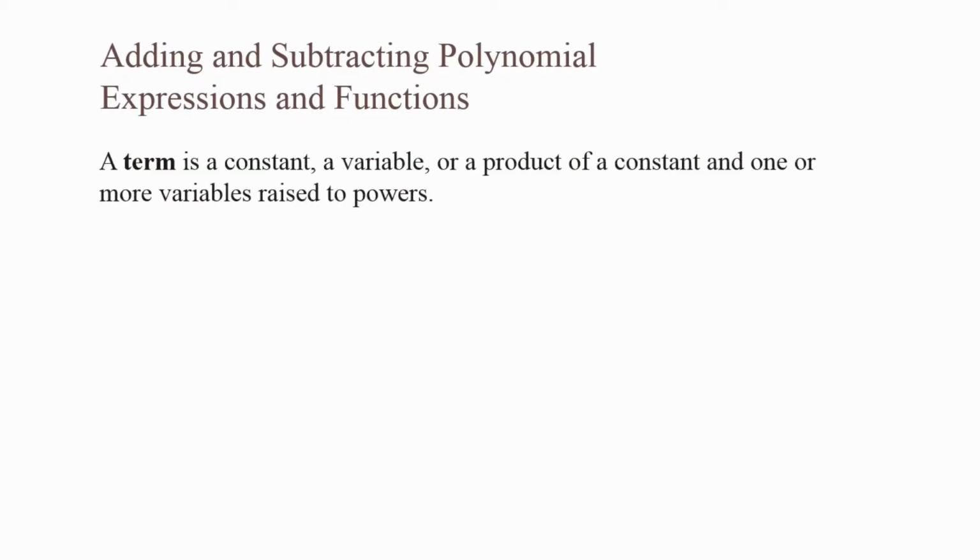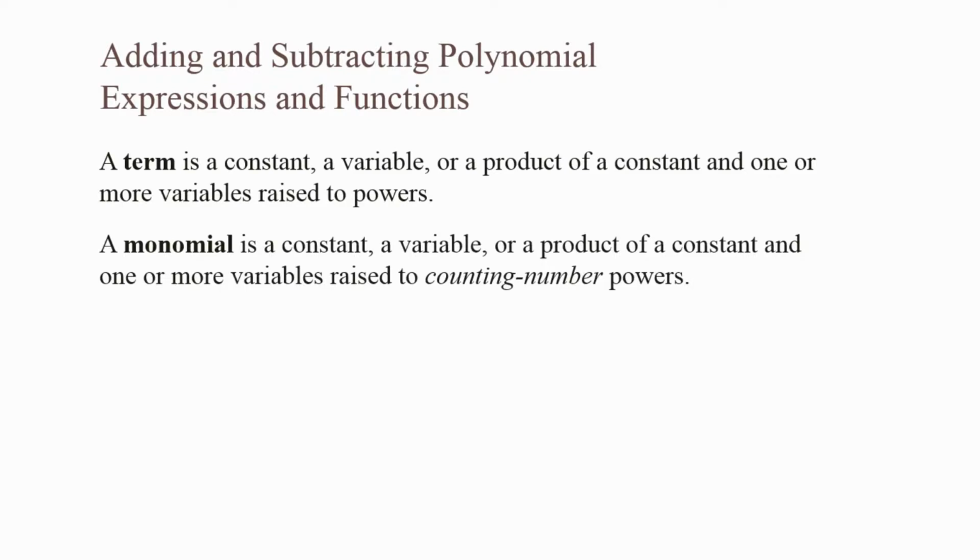Adding and subtracting polynomial expressions and functions. A term is a constant, a variable, or a product of a constant and one or more variables raised to powers. A monomial is a constant, a variable, or a product of a constant and one or more variables raised to counting number powers.